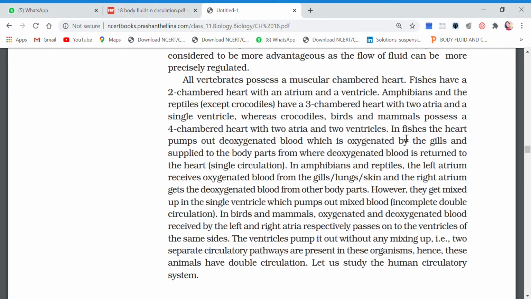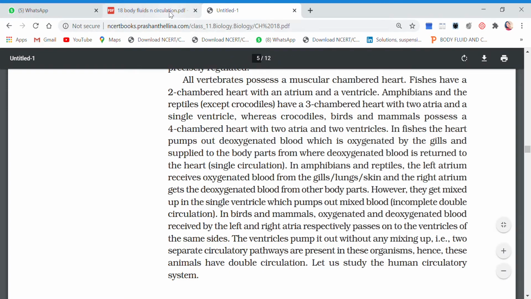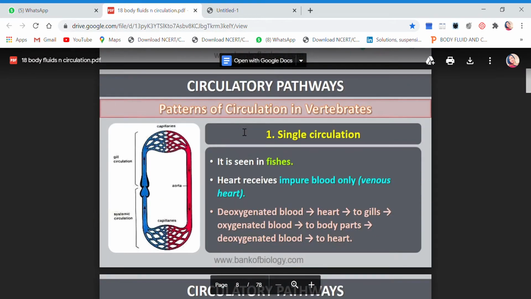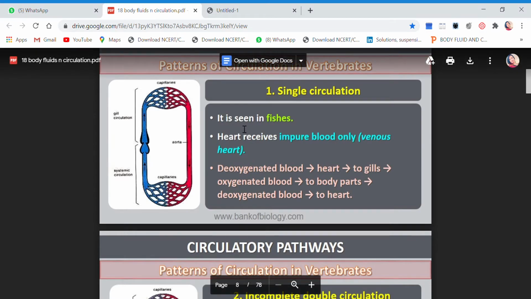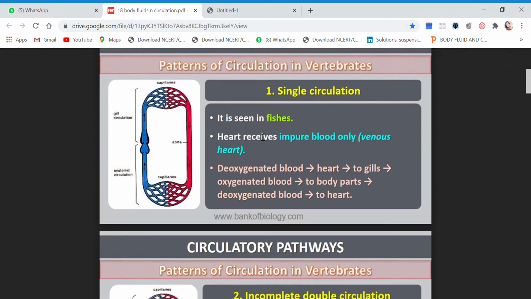And then after purification, this oxygenated blood is supplied to the various body parts where it is used up, and after being used up it is again deoxygenated, from where it is again returned to the heart. Now you see, this is an example of single circulation. Let me show you here. This is single circulation in fishes, you can see.